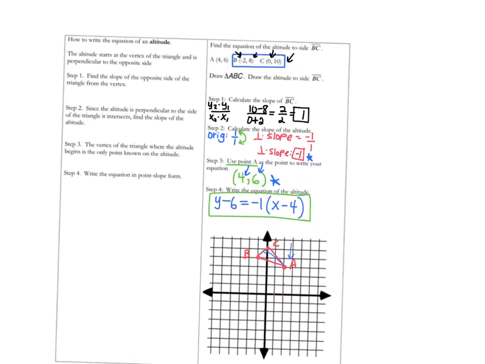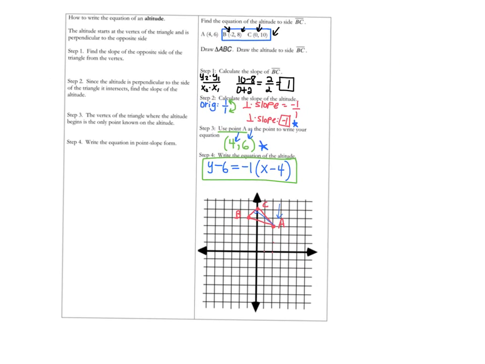All right, I'll give you guys a look. So for this one, it starts at a vertex, perpendicular to the opposite side. So we have to find the slope of the opposite side, find the perpendicular slope to that, and we choose the point that is opposite of the side we're drawing the altitude to, and then we write our equation.